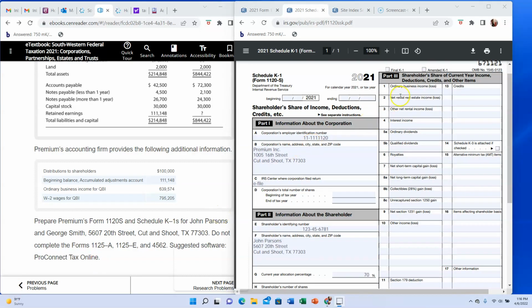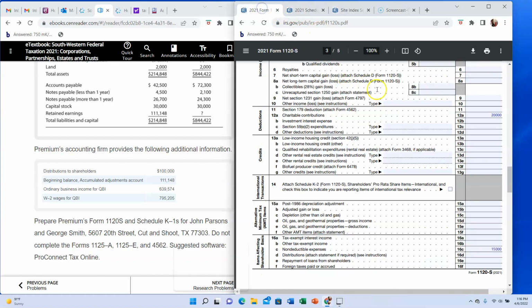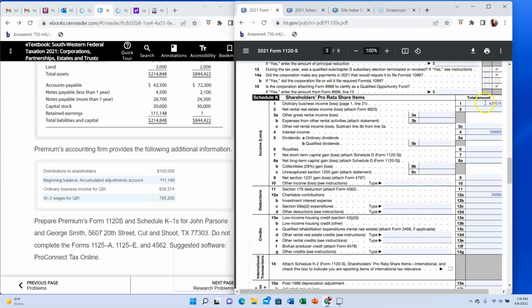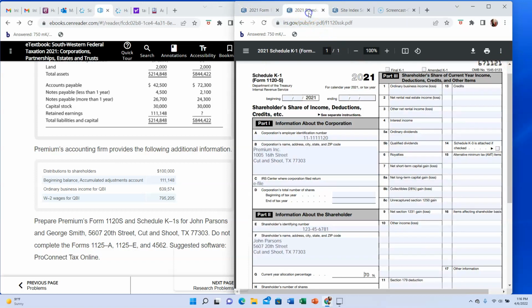Okay, so now remember, this is their share of stuff. So ordinary business income, you have to refer back to the K1 or to the Schedule K. Where's the Schedule K? Right here. All right, so that's the 639,574, and he gets 70% of that. So 639,574 times 0.7. He gets 447,702. Oops, I'm in the wrong spot. 447,702. All right, interest income was that 100,000. He gets 70% of it, so 70,000. And when I say he gets it, he doesn't necessarily get the cash. He picks it up on his tax return, is what I'm saying.